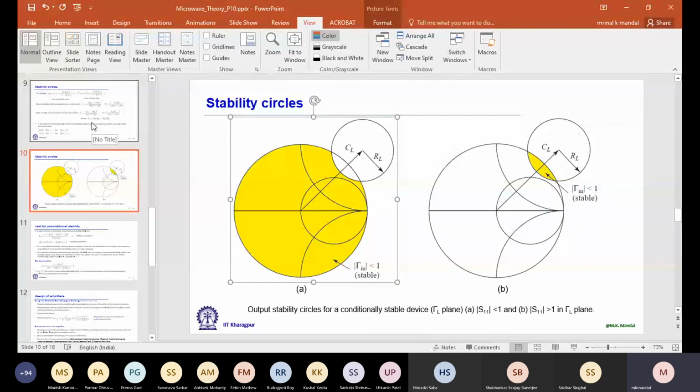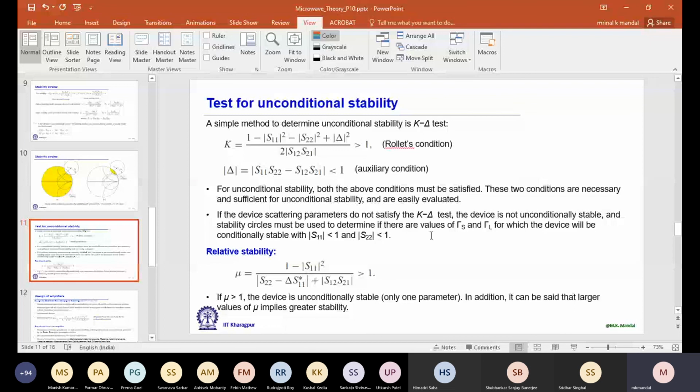In the Pozar book, I think they have shown one example with numerical calculations. So you go through it. We don't have enough time to cover that. Then we will understand it in a much better way.